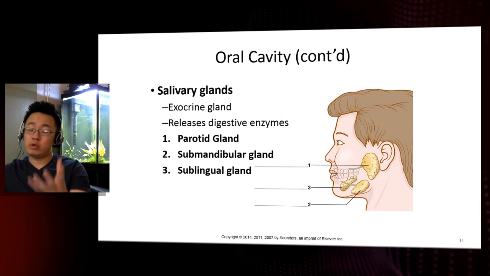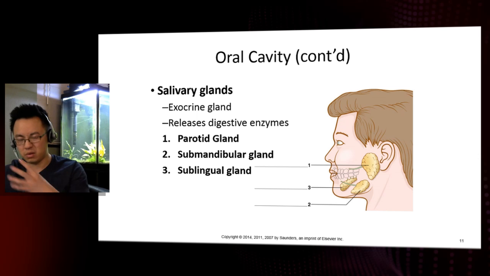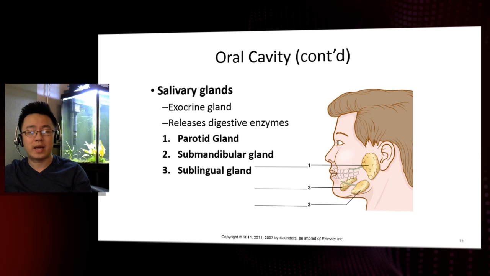Now, your mouth, you definitely know, is not dry. It contains a lot of these liquid enzymes in order to keep your mouth moist, and it doesn't tear your tissues inside. Those are the salivary glands. These will be known as a type of exocrine glands, and these release those digestive enzymes I've mentioned, for example, amylase.